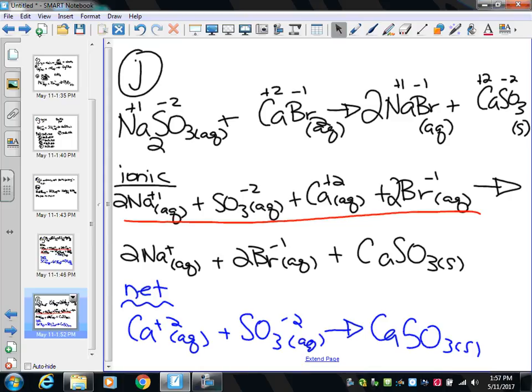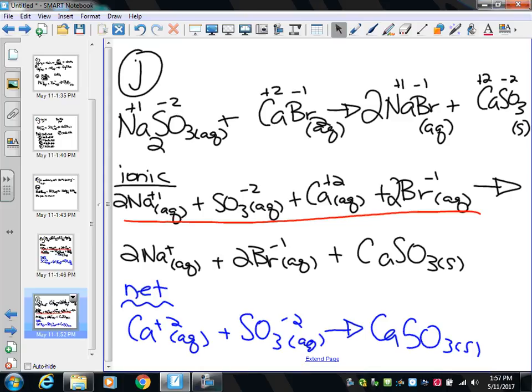They just get ignored. For a net ionic, we just ignore the spectator ions. Because what we really want to know is what are the 2 ions that are coming together to make my solid. And so that's why the spectator ones get ignored. Okay? So net ionic has no spectators, where ionic is everything, spectators included.